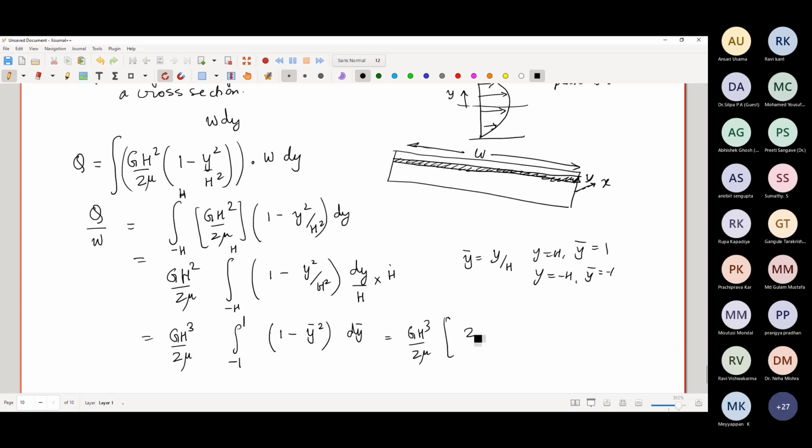It will be 2 minus 1/3 times 2. 2 minus 2/3 is 4/3. So this is 4/3 times GH cubed over 2 mu. This is 2/3 of GH cubed over mu. This is the expression for the volumetric flow rate.